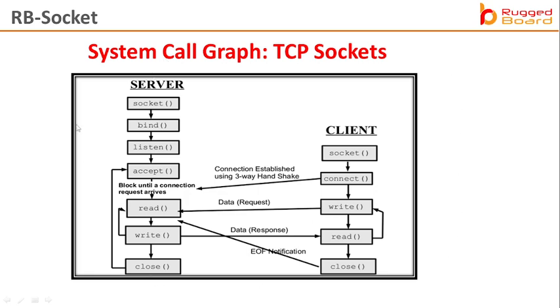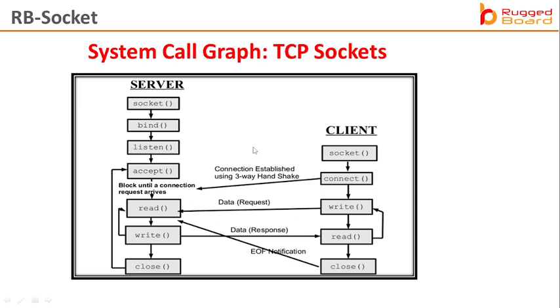This diagram gives you a clear picture of how the server and the client work and how they communicate by using TCP sockets. On the server side, first we use a socket system call, which creates a socket, and then we bind the created socket to an IP address. If we simply create a socket, it is of no use, so we bind it with an IP address using the bind system call. Once it has been bound, the server goes into a listening state.